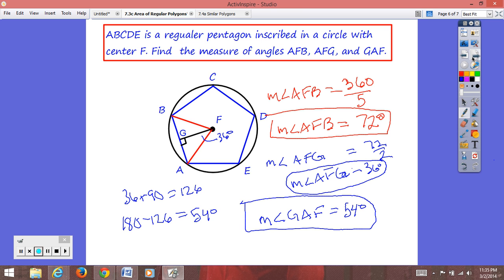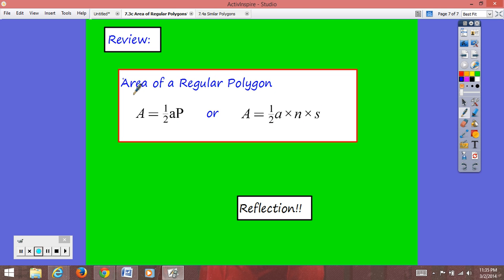Okay. Review. Area of a regular polygon, again, regular polygon means equilateral and equiangular. A equals 1/2 times your apothem times your perimeter, and also 1/2 your apothem times the number of sides times your side length.